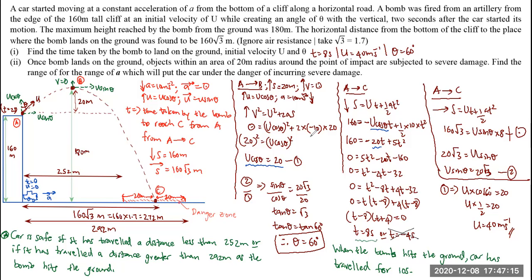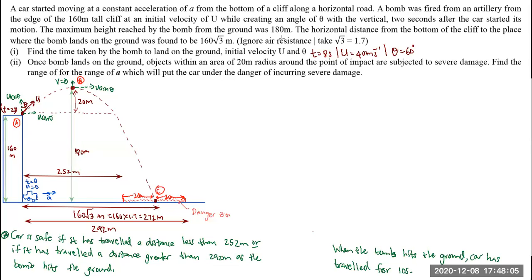Okay, I just created some space so that we can do the calculations related to the car. Now, talking about the car, you can see it starts from rest. So for the car, initial velocity is 0, its acceleration is a, and it has traveled for a time of 10 seconds. All right. Now, to avoid danger, it should have a displacement less than 252. So we can apply the equation for two situations. When the displacement is 252, you can find the acceleration. When the displacement is 292 meters, we can apply the equation. I hope you understood.